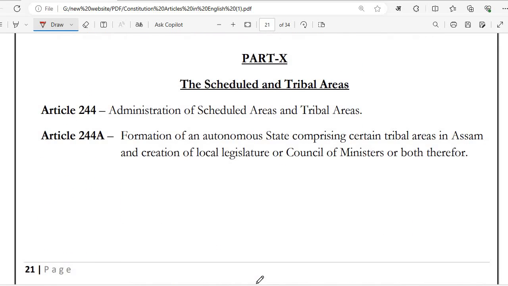Part 10, scheduled and tribal areas, of the Constitution. Article 244 and 244A. Article 244 makes provision about the administration of scheduled areas and tribal areas in 10 states, and Article 244A makes provision about the administration of the scheduled or tribal areas in Assam, Tripura, Meghalaya and Mizoram. The President has the right to declare any area a scheduled area, and there is a Tribal Advisory Council, and in these areas the local people are given more powers.